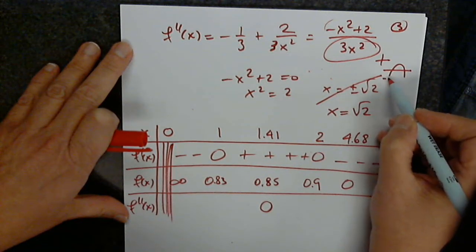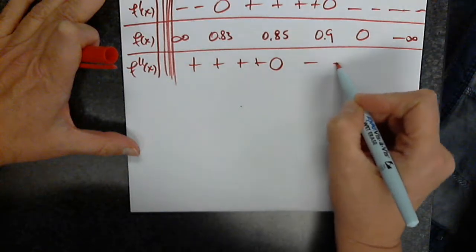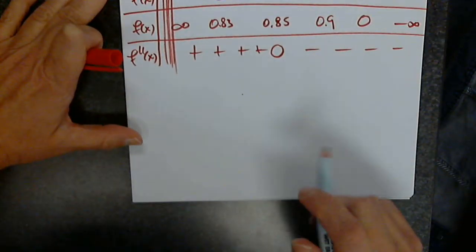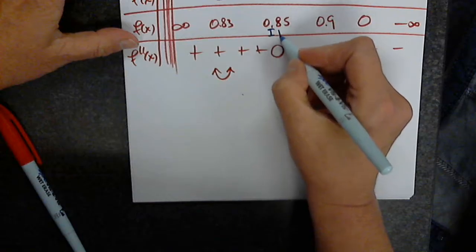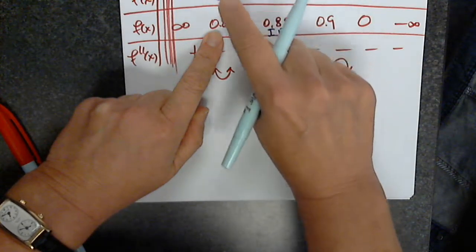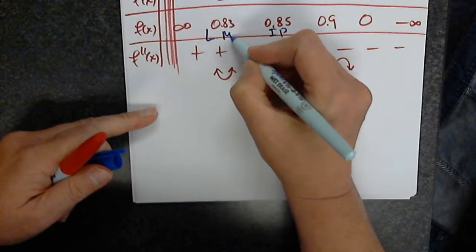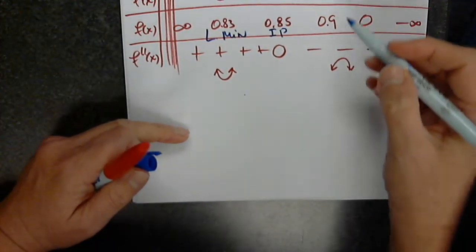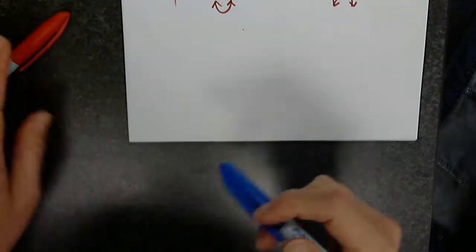Okay, very good. So now I'm back to the second derivative, which is this. This is always positive, no worries there. But the numerator is a quadratic function with a negative leading coefficient. So it crosses at negative the square root of 2 and the square root of 2. So it's positive and negative. So opening up, opening down. So I'm going to call this an IP. What do I call this? 1, 0.83. Oh, the local. What do I call this, 2, 0.9?